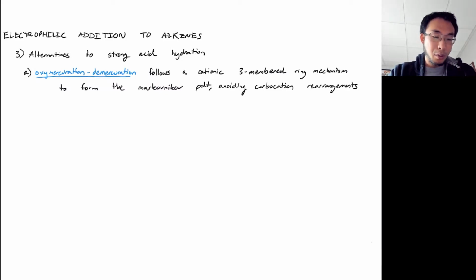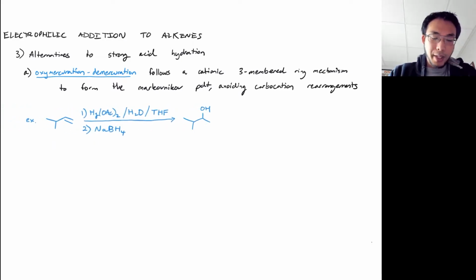So the first reaction we'll look at is called oxymercuration-demercuration. So it's a two-step process. It follows a three-membered ring transition state, much like the halonium ion formation. And it gets you to the Markovnikov product, and most importantly, it avoids the formation of carbocation intermediates and thus does not undergo any carbocation rearrangements.